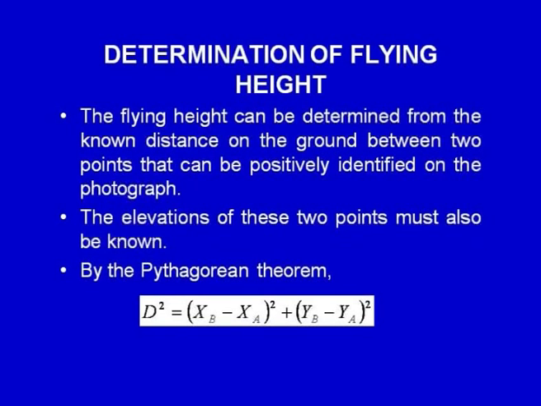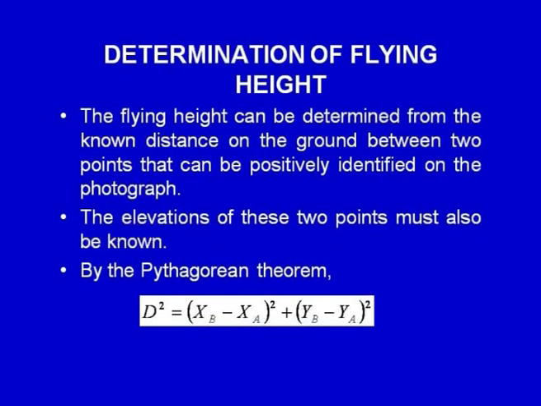Having determined the ground coordinates, our next task is to identify at what elevation the camera actually has been placed while taking the photograph. That is, we would like to find out the flying height of the camera. So, let us determine the flying height. For this, we need to identify certain points on the ground and their corresponding positions on the photograph. The flying height can be determined from a known distance on the ground between two points, which can be positively identified on the photograph. The elevations of these two points must also be known.